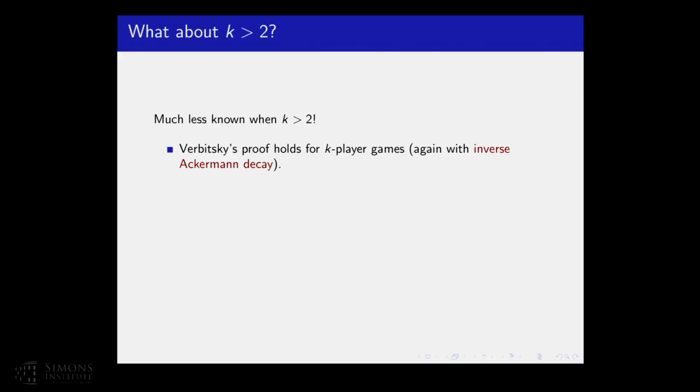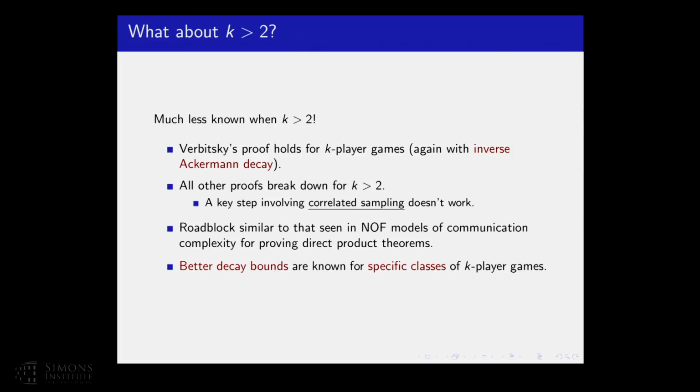So that was the case k equal to 2. We have exponential decay, and that's very good. But what about more than 2 players? It turns out very little is known. Verbitsky's proof still holds and gives an inverse Ackermann decay for such games. However, all other proofs do break down. This is because they involve a certain correlated sampling step among players that doesn't generalize. This technical roadblock is similar to one seen in proving direct product results in various other models such as communication complexity.